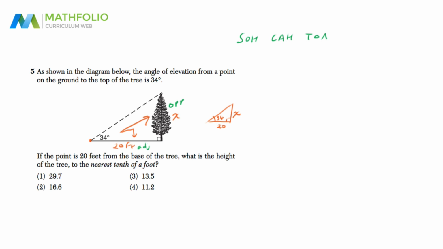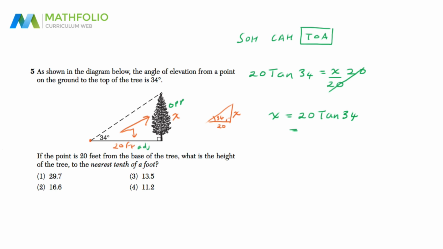SOHCAHTOA. So with the opposite and the adjacent, we're dealing with tan. And so we can say that tan of the angle, 34, equals the opposite, which is x, all over the adjacent, which is 20. And so when we times both sides by 20, they cancel over here. And we've got that x equals 20 tan 34. And so that's going to be our answer. So we just need to punch this into the calculator.